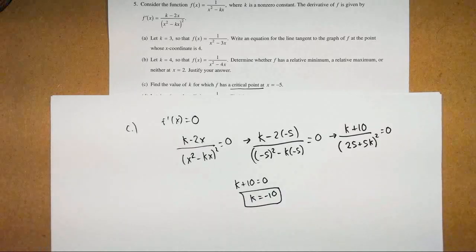So how did I know how to do this? The key words were critical point. Critical point means I'm going to set my derivative equal to 0, numerator especially. And then since I had to solve for k, they had to give me some x, which they did. They gave me x equals negative 5.